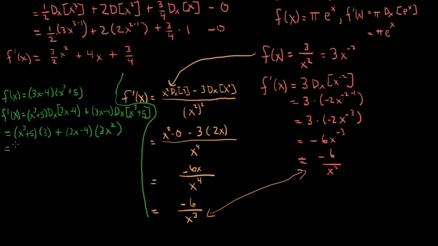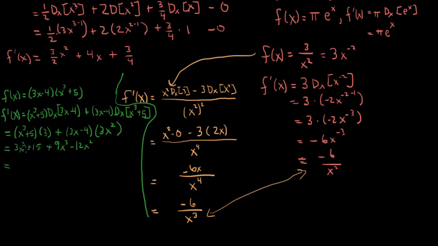So let's see. We have the distributive property a couple times. So we have 3 times x cubed, which is 3x cubed, plus 15. Then we have 3x and 3x squared, so that's a total of 9x cubed. Then we have negative 4 times 3x squared, so that's minus 12x squared.